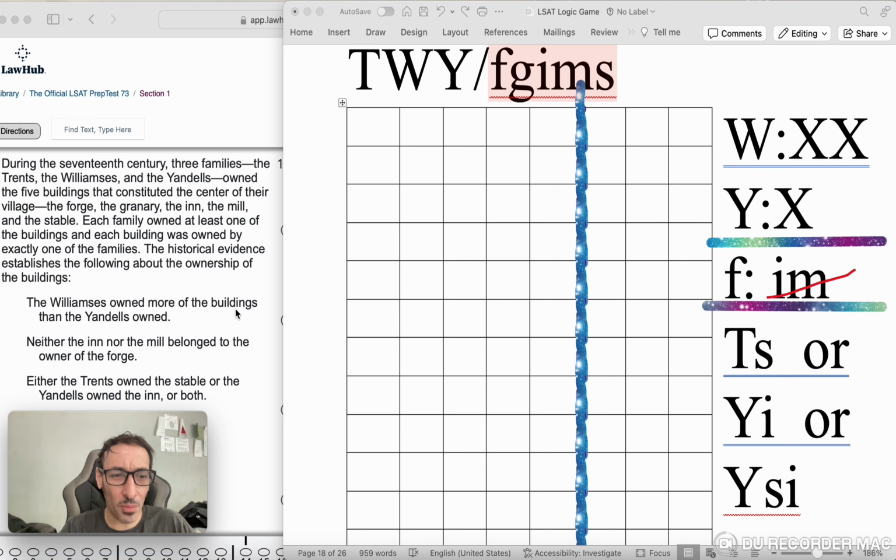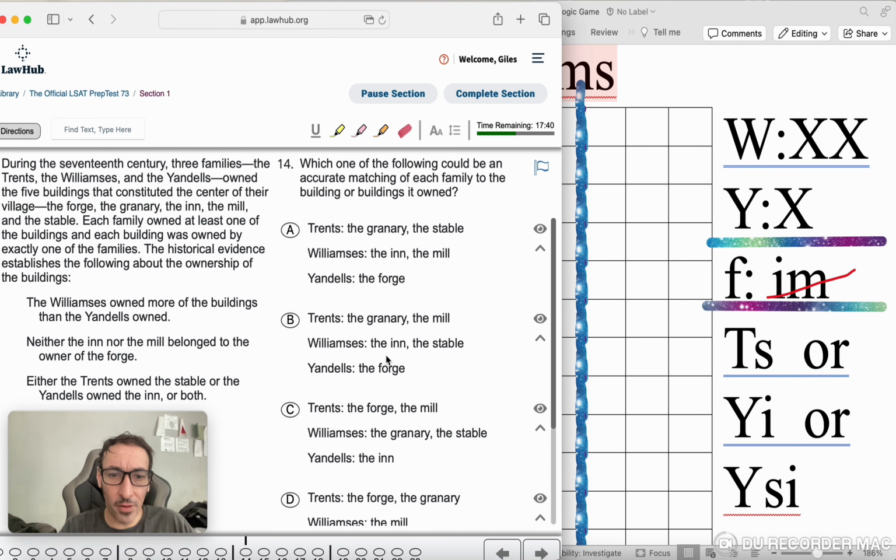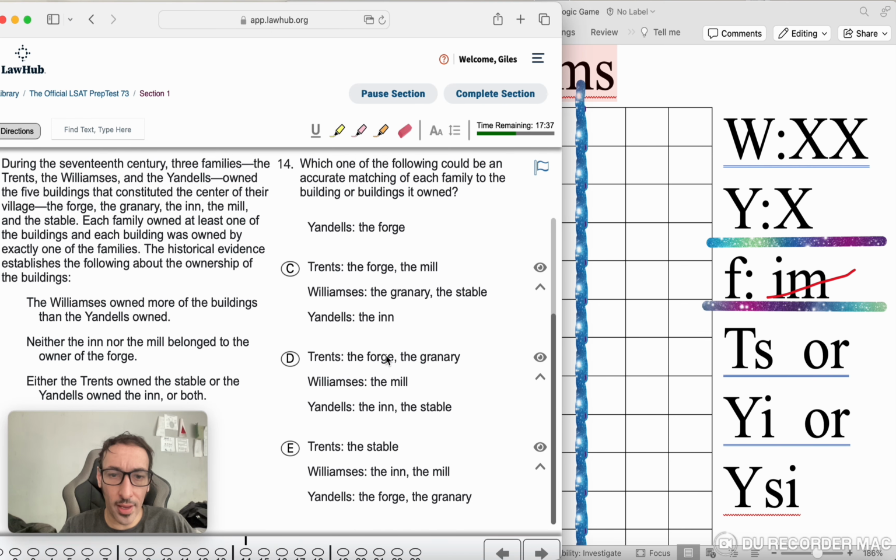So these could be the variables. The way I usually do the variables, the Williams own more of the buildings than Yandell, so they want a visual view. So what I would do, I would create W and Y, and I would just make sure that W is more than Y. And from there, let's go ahead and look to see where we can see that W is more than Y and where it's not.